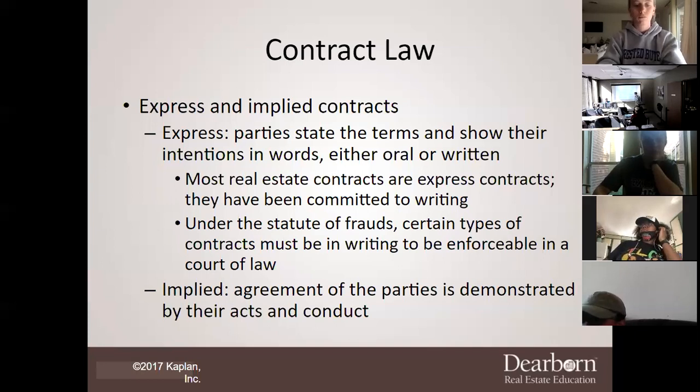But there was never an express oral or written contract about it. It was just implied that when I come in I get $60 when I leave every day. So there's no real express oral or written agreement. So those are the two types of agreements or contracts. And like I said, most of them are going to be express for real estate.